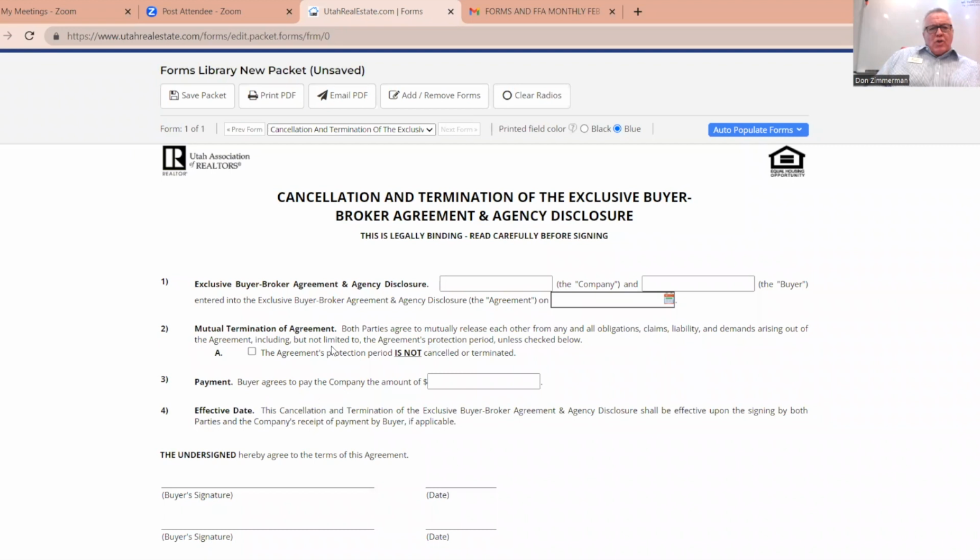This says mutual termination of the agreement. Both parties agree to mutually release each other from any and all obligations, claims, liability, and demands arising out of the agreement, including but not limited to the agreement's protection period, unless checked below. I would never release an agreement if somebody says, we'll call you in 6 months, we're going to wait for our taxes to come in or whatever. Then I would always check mark this: the agreement's protection period is not canceled or terminated, and if I have a 6-month protection period on their agreement, that's still in full force.